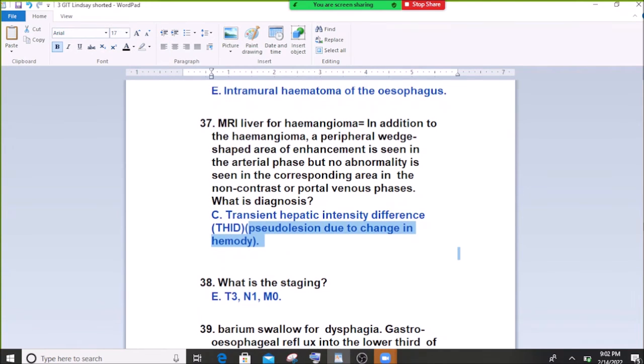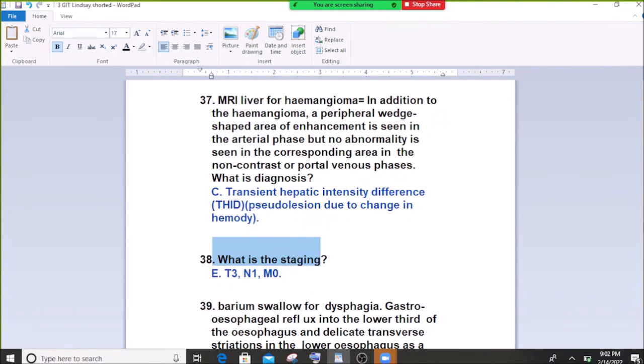Now you see here there is a wedge area of enhancement along with the hemangioma, but it is seen in the arterial phase, not seen in the venous phase. So it is a pseudo-lesion. It is not a real lesion. It is like an artifact seen due to change in hemodynamics. It is called transient hepatic intensity difference.